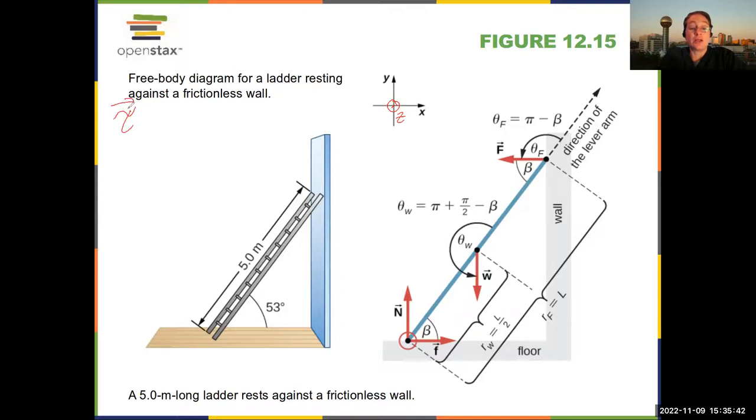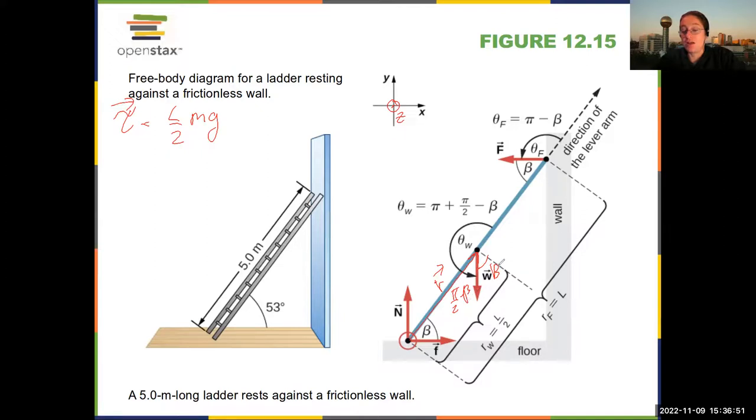So if I write down my net torque, it is going to be the distance to the center of mass times the weight of the ladder, and then times the sine, because it's R cross F, of the angle between them. And this angle should also be beta. And this is my moment arm. So if this is my moment arm, then here, this is also pi over 2 minus beta.